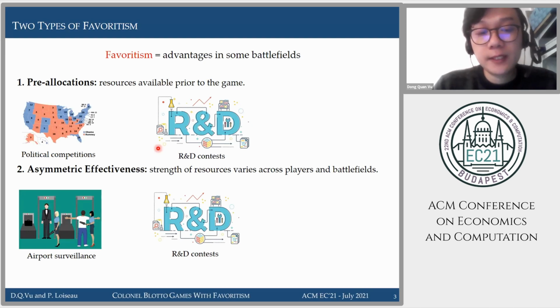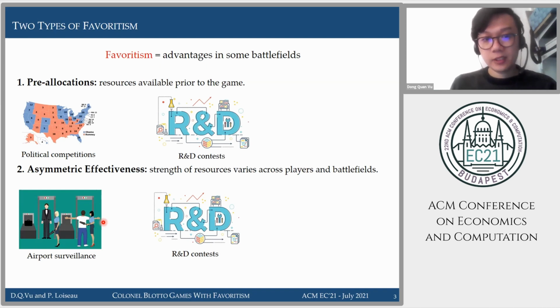Another type of favoritism that we consider is called asymmetric effectiveness. So in the classical formulation of the game, each unit of resources of player A has the same strength as each unit of resources of player B, and this happens across all the battlefields. However, in practice, this might not be the case. For example, in the airport security case, it only needs one terrorist to destroy a target, while it needs, say, 3 security agents to successfully survey an area. So it's as if one terrorist has the strength of 3 security agents.